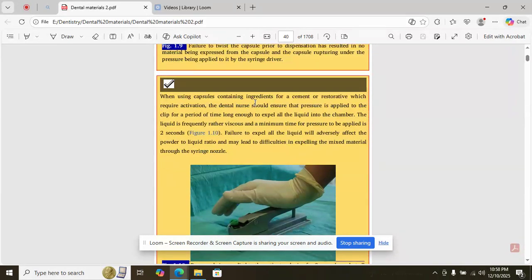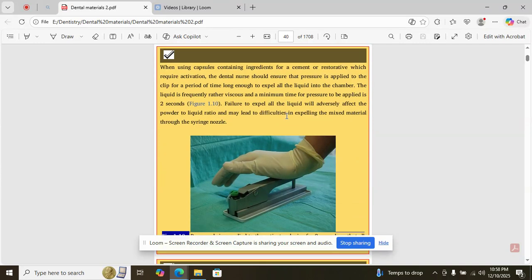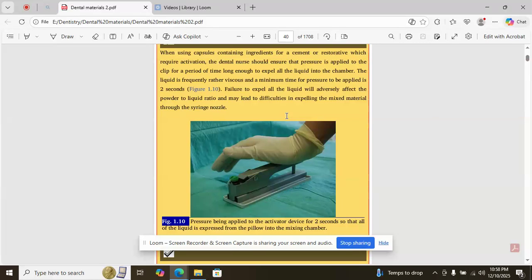When using capsules containing ingredients for a cement or restorative which require activation, the dental nurse should ensure that pressure is applied to the clip for a period of time long enough to expel all the liquid into the chamber. The liquid is frequently rather viscous and a minimum time for pressure to be applied is 2 seconds. Figure 1.10. Failure to expel all the liquid will adversely affect the powder to liquid ratio and may lead to difficulties in expelling the mixed material through the syringe nozzle.